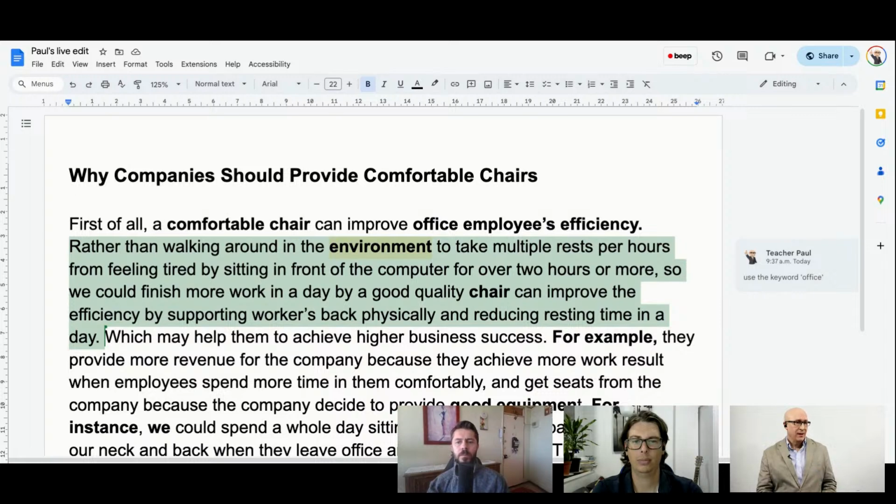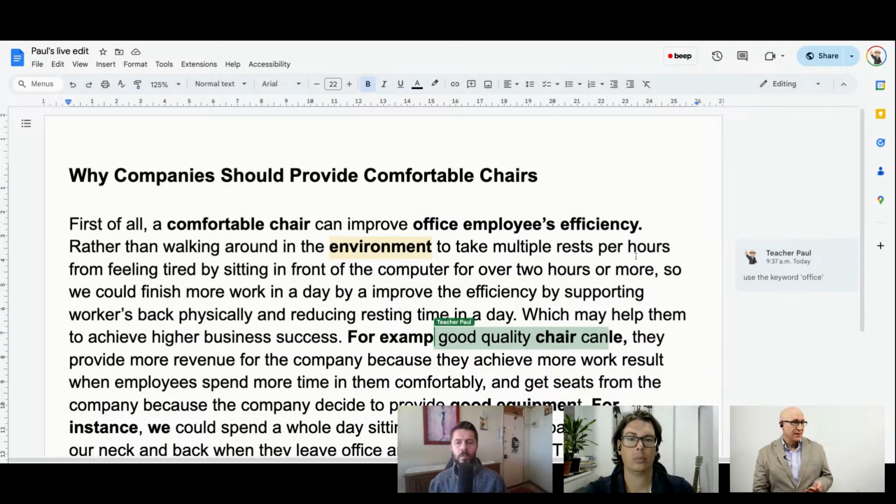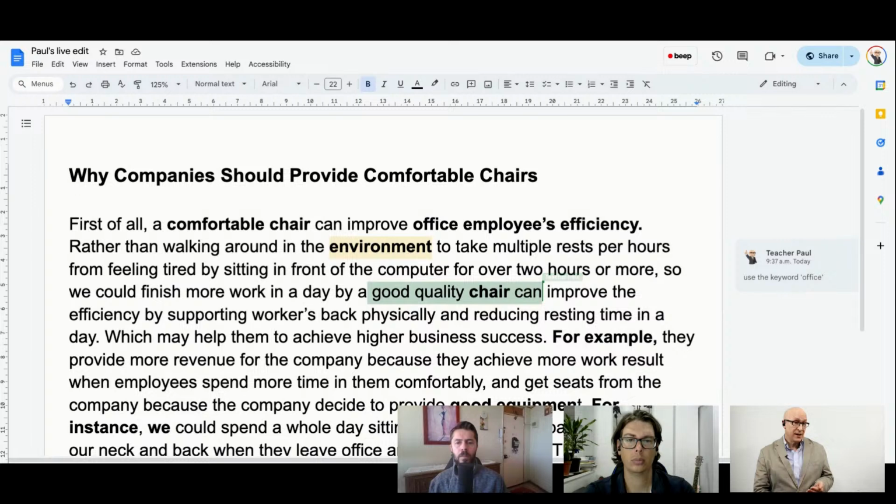I would say that feeling tired by sitting in front of the computer in a bad chair is the thing that happens first, right? If we change that and gave them a new chair, that should come next, right? And that would reduce the resting time by supporting a worker's back, and that might result in productivity or efficiency.